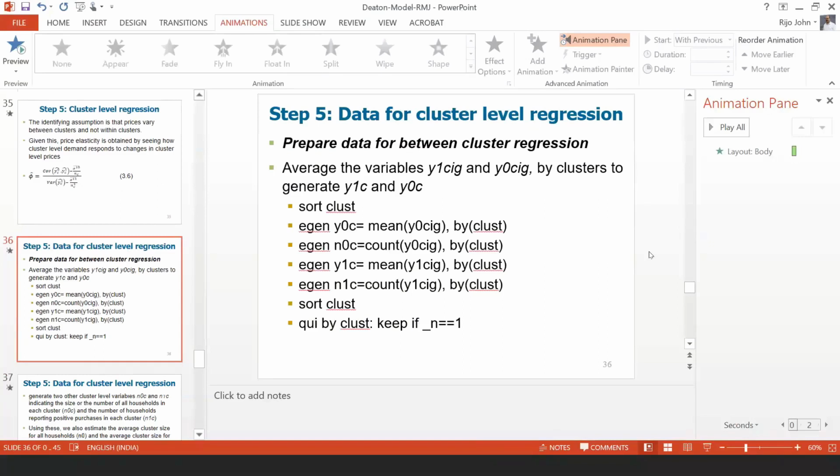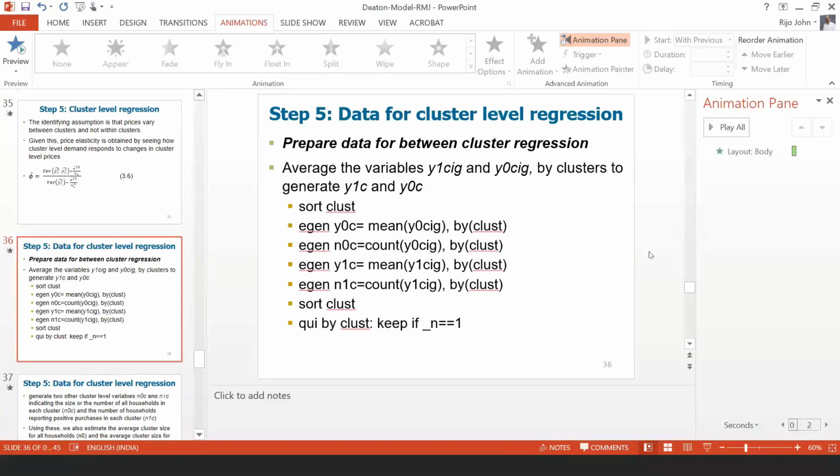And then we are also generating n0c, and similarly, n0c is basically a count of y0sig by cluster. Basically, n0c is the total number of households within each cluster. Similarly, you create y1c and n1c using the same commands, and then you sort by cluster once again. Now that we have created y0c, n0c, y1c, and n1c, if you now go and examine the data, you will see that every household within the cluster will have identical values.